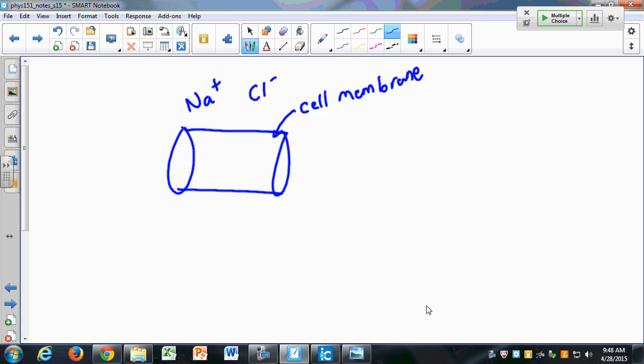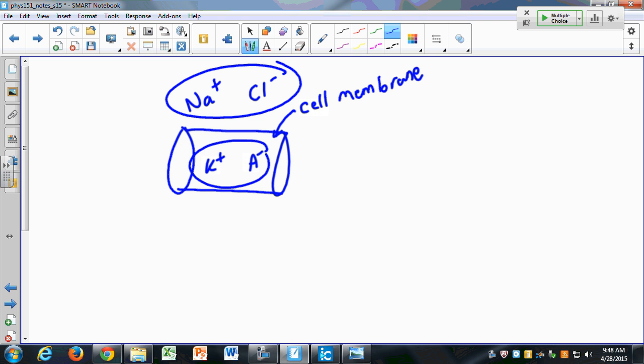What are these called, by the way? The positive ones are called what? Cations, and the negative ones are anions, right? And on the inside, I have potassium ions. Those are cations. And then I also have some other negative ions. These are just big organic molecules, and they don't really move around that much. So these are all separated by the cell membrane. You have these on the inside and these on the outside.